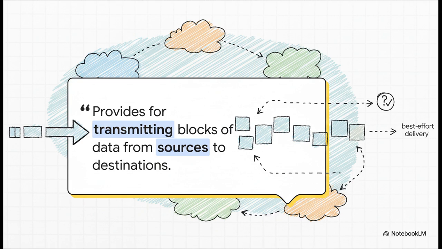It was designed for an interconnected system of networks, what they called a catenet back then. The entire goal was to create this ultimate internetworking layer that could connect completely different packet networks into one unified address space. It provides best effort delivery of data blocks, and it even handles chopping up or fragmenting those blocks if they have to squeeze through a smaller network.